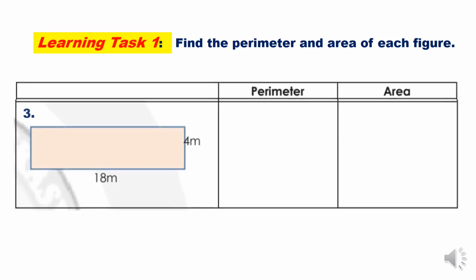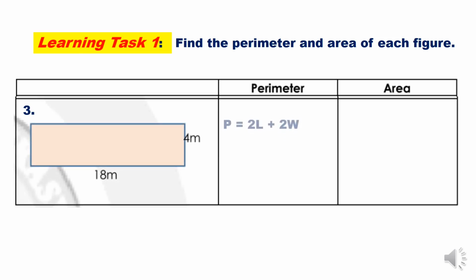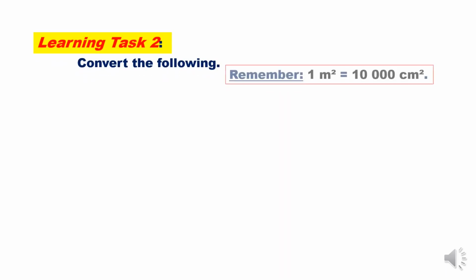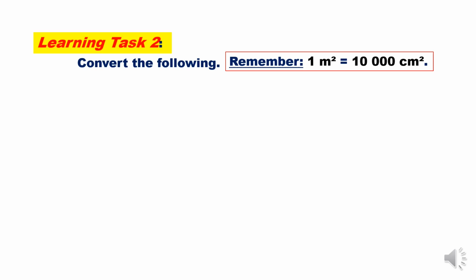Can you answer number 3 using this formula for perimeter and this formula for area? So for your learning task 2, convert the following. Remember this, 1 square meter is equal to 10,000 square centimeters.